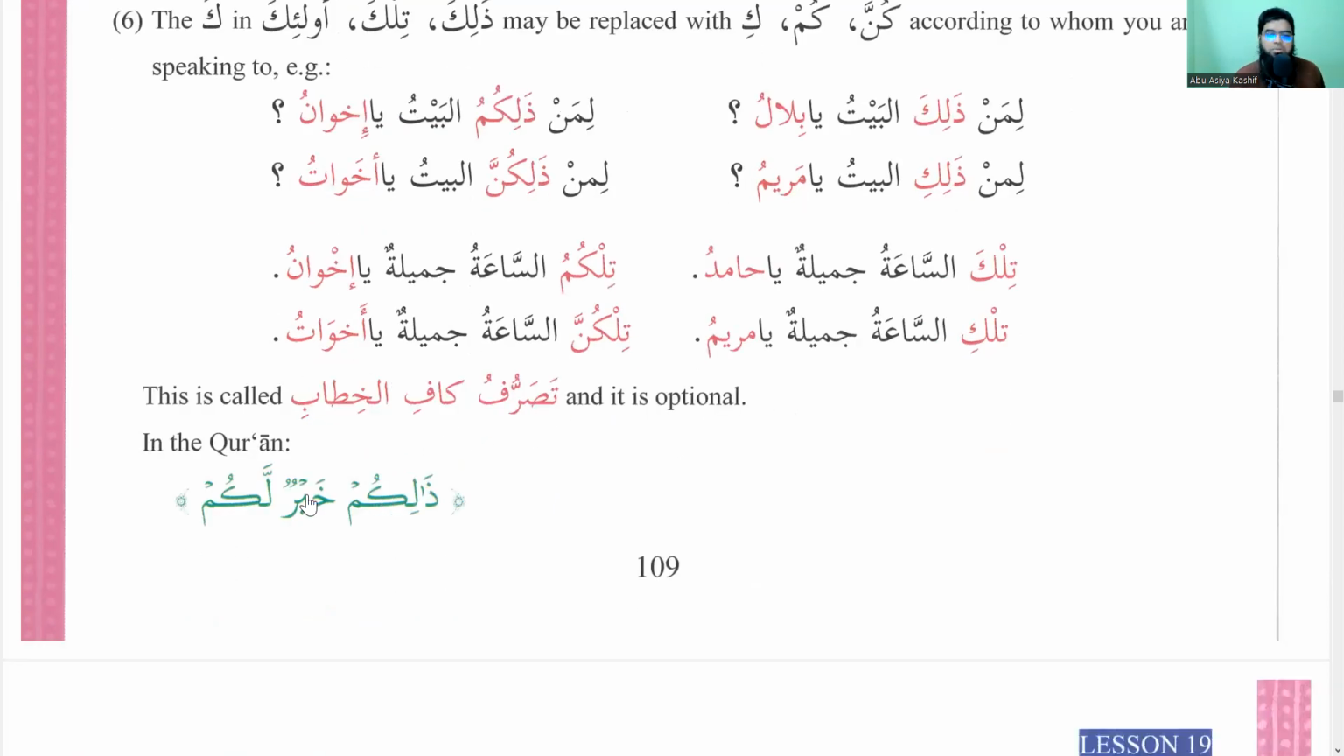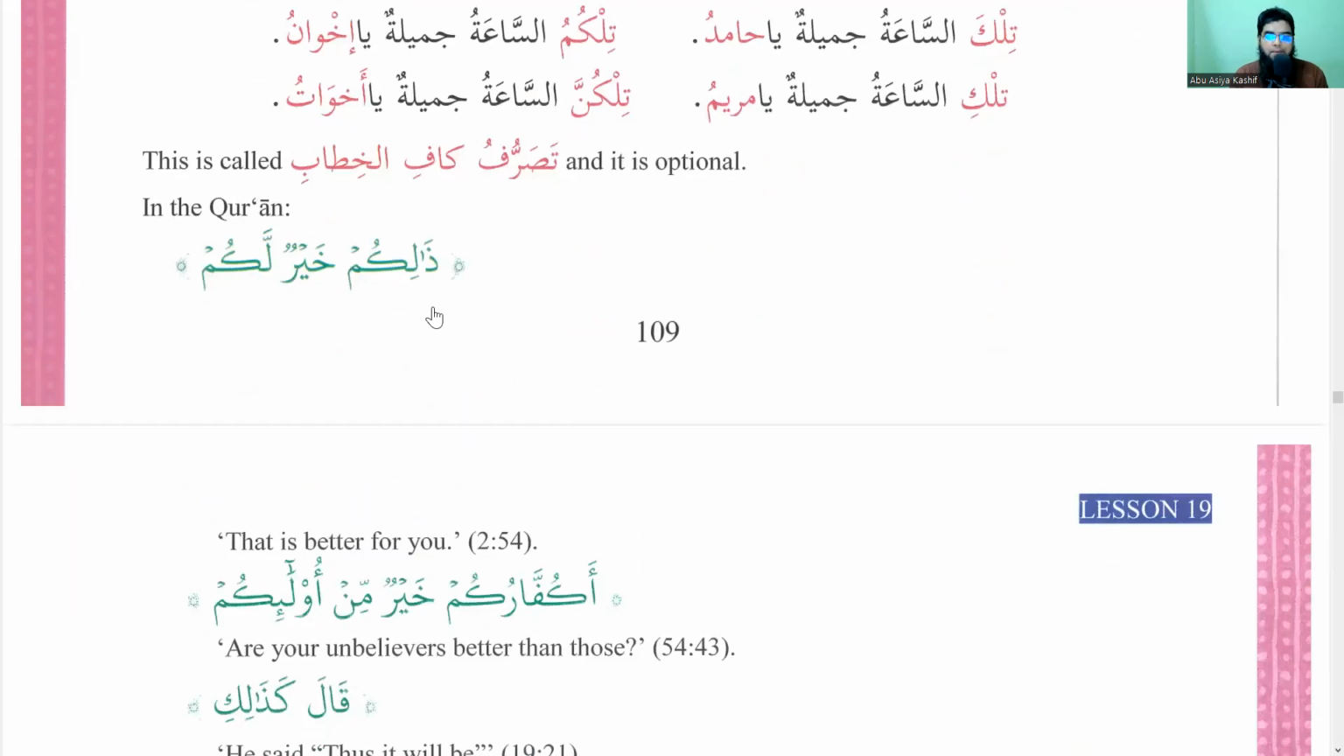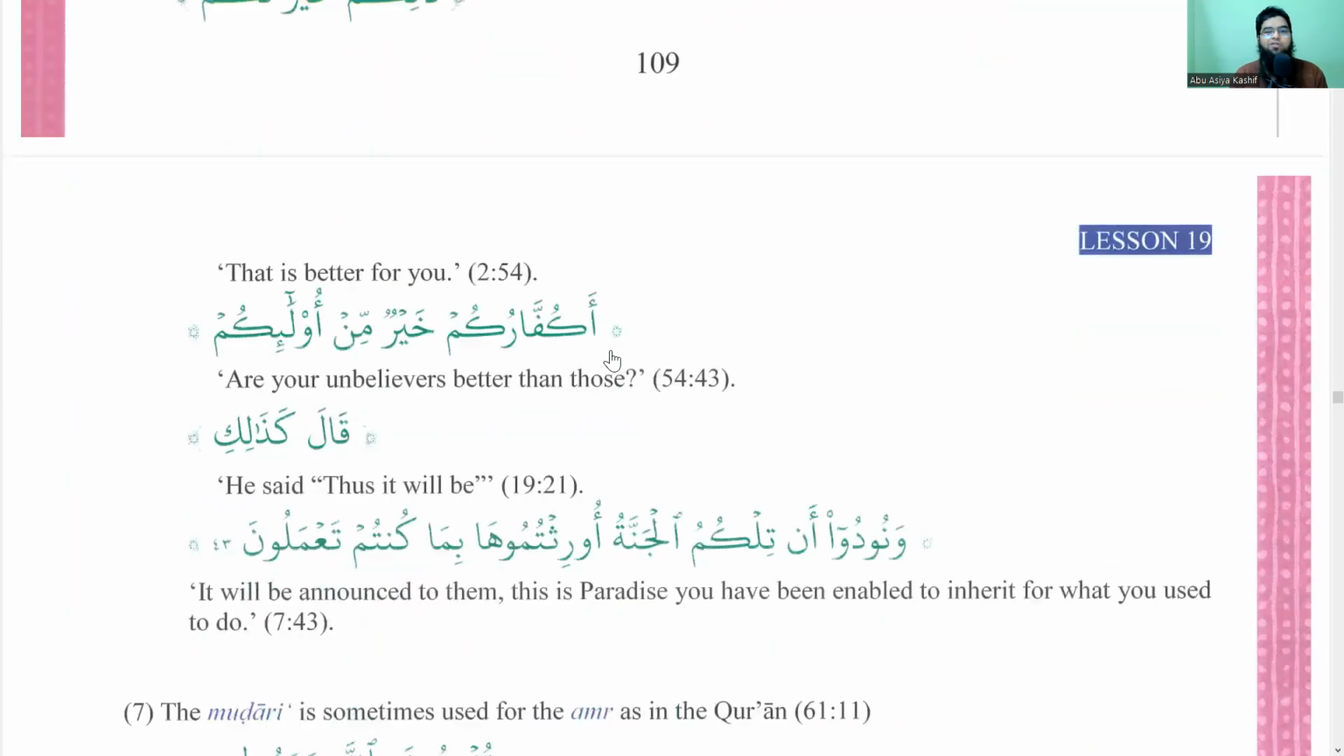Allah says in the Quran, ذَلِكُمْ خَيْرٌ لَكُمْ. See, ذَلِكُمْ. Why is this kum here? Because you can change, right? It is better for you all. That is better for you. أَكُفَّارُكُمْ خَيْرٌ مِّنْ أُولَٰئِكُمْ أَمْ لَكُمْ بَرَاءَةٌ فِي الزُّبُرِ. Allah says in Surah Qamar, are your unbelievers better than those? أَكُفَّارُكُمْ, this is fine, this is anyways kufarukum, your unbelievers. Min ulaikum: here is the kaf al-khitab, not the first one, because that is just mudaf ilayhi. This is ulaikum.